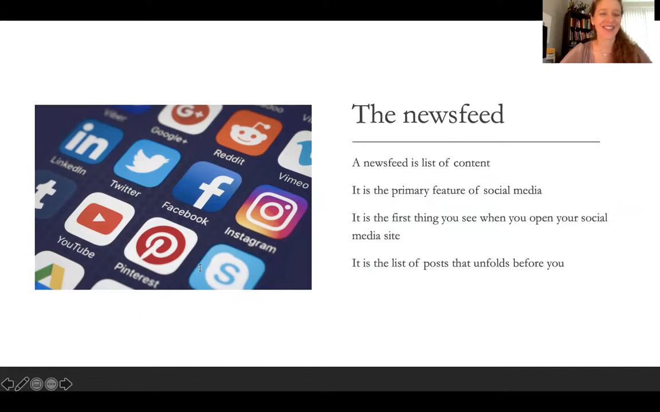So let's start at the basics. A news feed, as most of us probably know, is a list of published content, right? It is the primary feature of social media. It's the first thing you see when you open your social media site, and it is the list of posts that unfold before you. We'll talk a lot about Facebook here. Facebook launched in 2004. It didn't even have a news feed until 2006. When it did get a news feed, everything appeared in reverse chronological order.